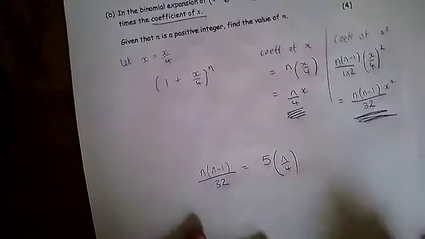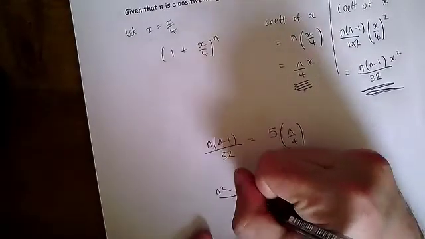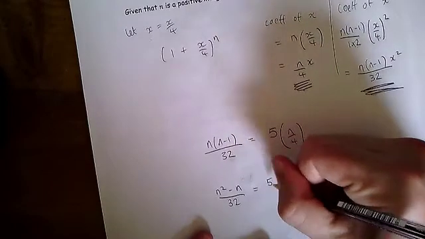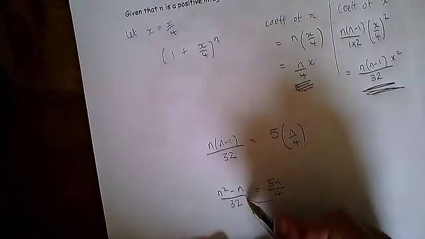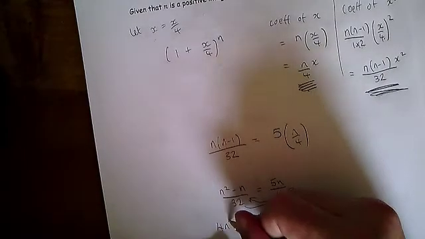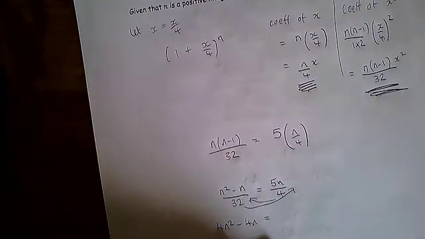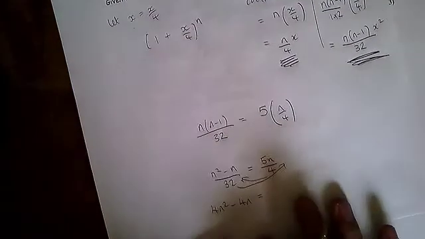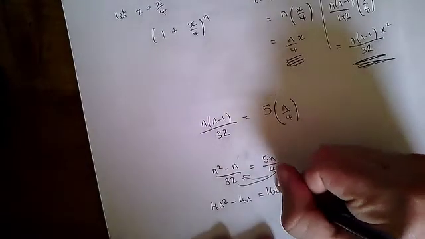Okay? So now I'm going to try and solve this equation. So I'm going to get n squared minus n on the top over 32 is equal to 5n over 4. I'm now going to cross multiply. I'm going to bring that 4 over here and that 32 over here, and they're going to become times by. So I'm going to get 4n squared minus 4n is equal to 32 times 5. Well, 20 times 5 is 100. That leaves 12 times 5, which is 60, so that would be 160n.